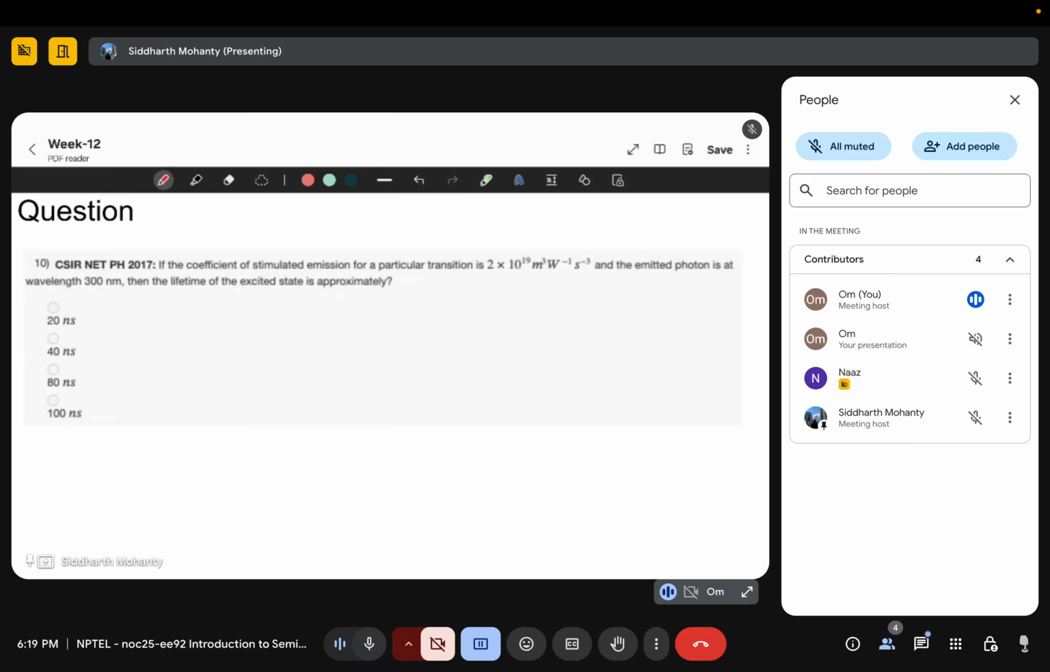If the coefficient of stimulated emission for a particular transition is 2 into 10 to the power 19 meter cube per watt per second cube, and the emitted photon is at wavelength 300 nanometer, then the lifetime of the excited state is approximately what?